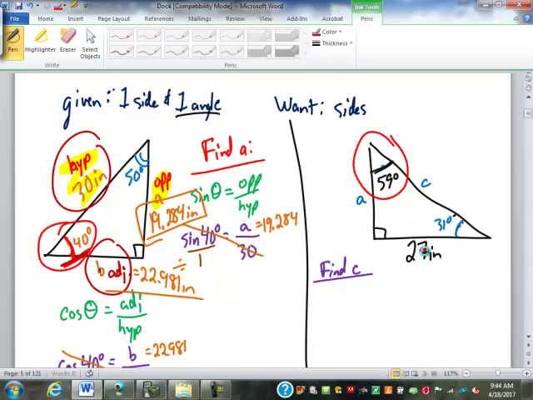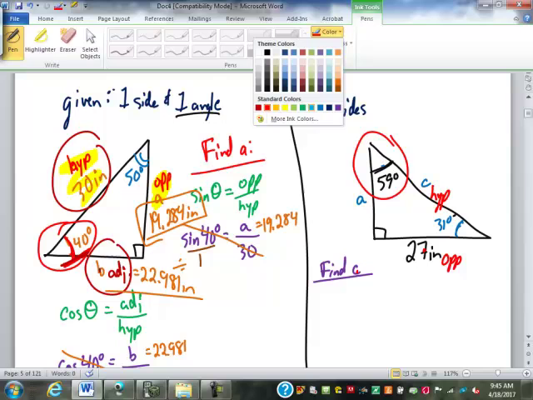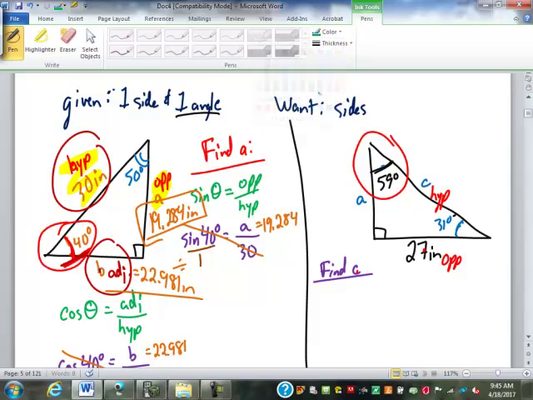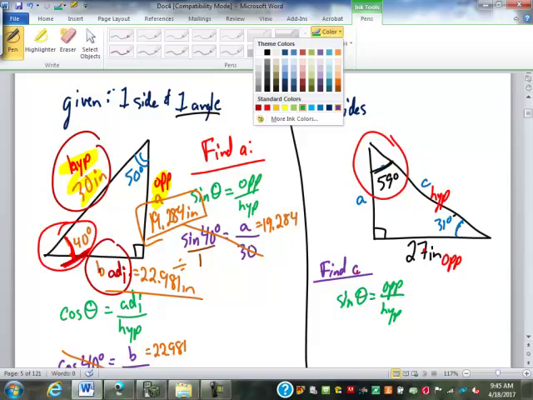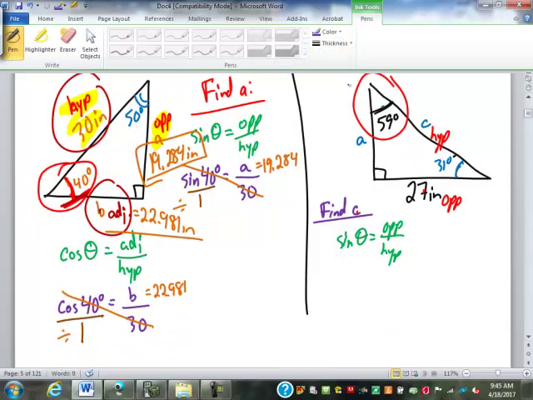I was given the 27. What side is that? That'll be the opposite side. If I'm finding C, C is the hypotenuse. So I'm given the opposite and I'm looking for the hypotenuse. Opposite and hypotenuse make what trig function? Sine. So I write out my definition of sine. Sine theta is opposite over hypotenuse. Then I fill in my information. The angle I'm going to use is the 59. Opposite of 27 over the hypotenuse of C.